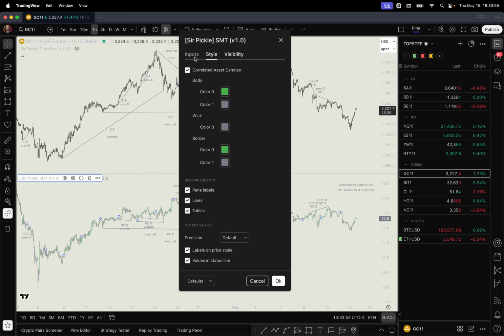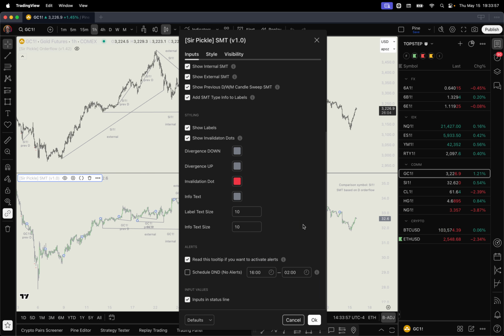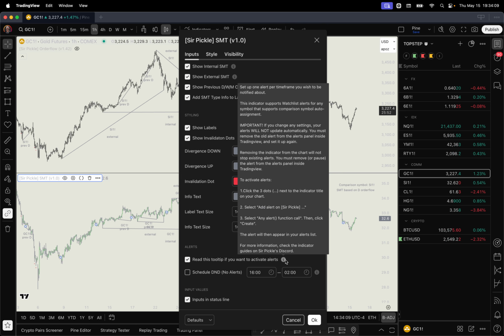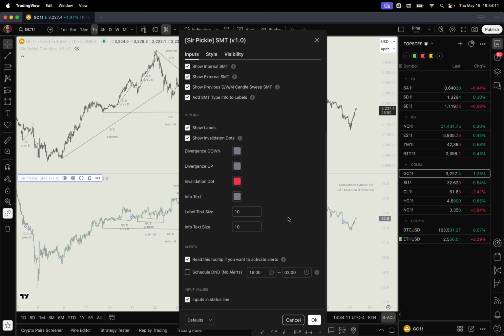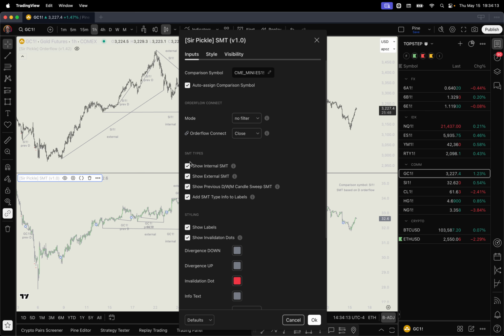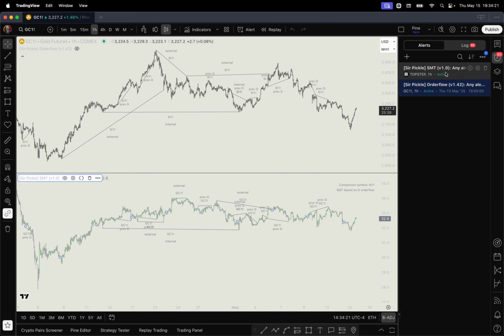We're almost at the end. For the alerts, whether you have this active or not doesn't matter. I just put this box here to add this text, which explains how to set up alerts. Very important: if you make any changes, let's say you select different SMT types, this will not update your existing alert. You then have to go to your alerts if you make a change.